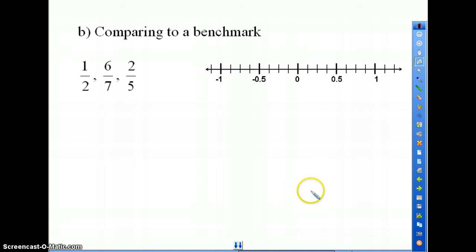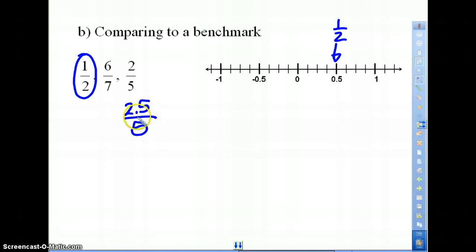Okay, this one, I've got these three fractions, and I want to compare them to a benchmark. My benchmark here is going to be 1/2. I know where 1/2 is on the number line. It's right there. Okay, if I look at 2/5, I know if I divide things into fifths, halfway is 2.5. So 2.5 fifths would be equivalent to 1/2. 2/5 is less than that, so I know this one is smaller than 1/2.